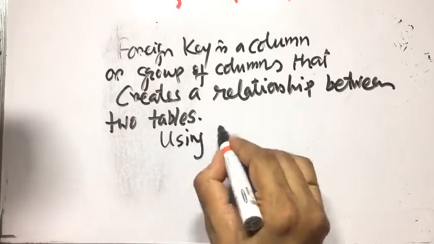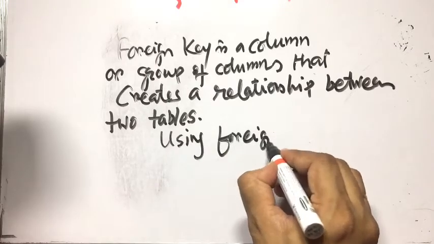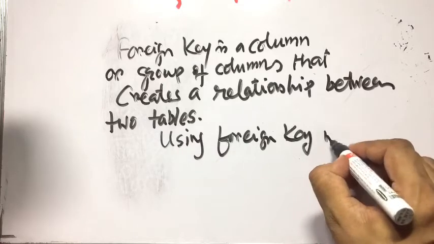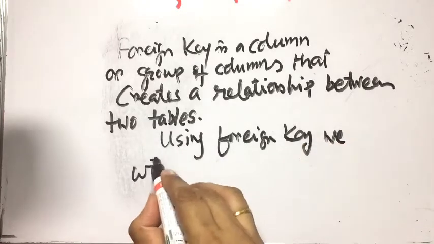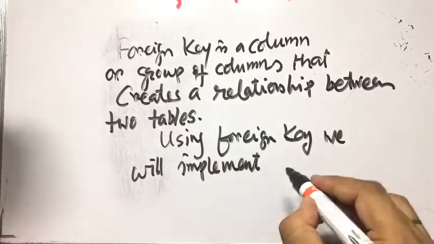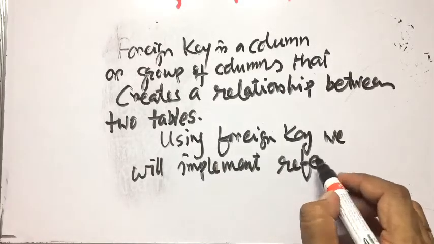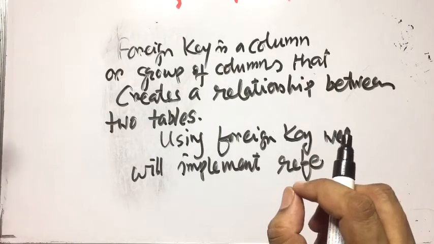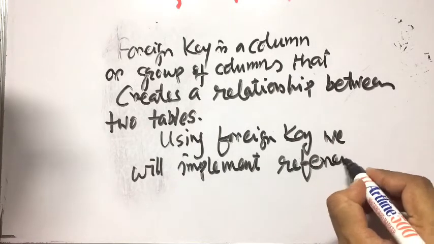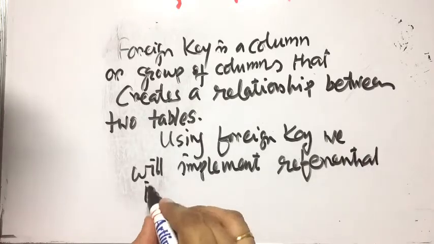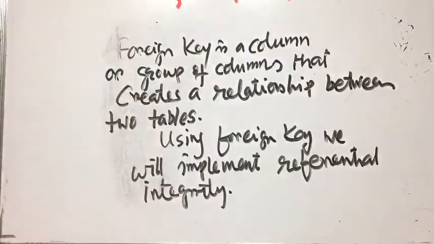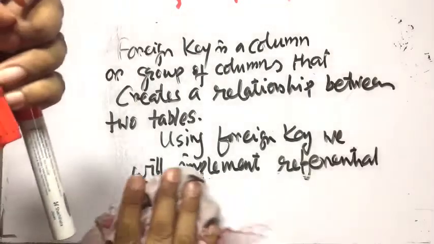Using a foreign key, we implement referential integrity, that is, referencing an attribute of one table to another table. Referential integrity is implemented with the help of a foreign key.